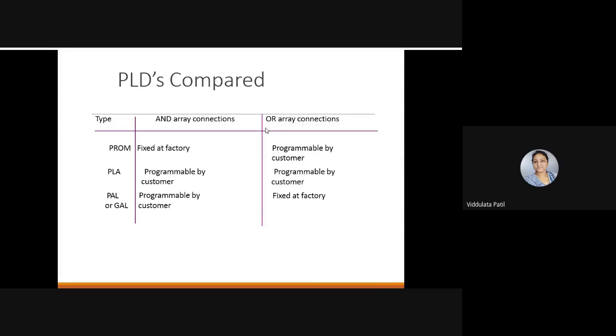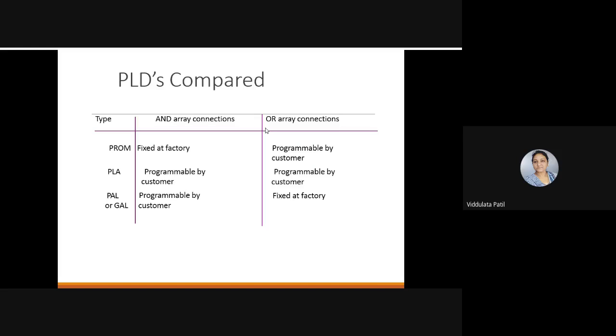If you are considering the PLA, then it is programmable at the AND array connection, and it is also programmable at the OR array connection. So both AND as well as OR are programmable. And if we are considering the PAL, that is the programmable array logic, then it is programmable at the AND array connection, but fixed at the OR array connection. So this is the difference between PROM, PLA, and PAL.